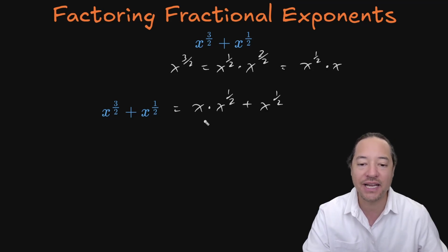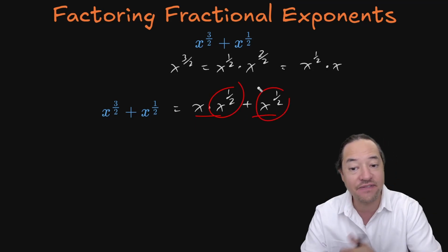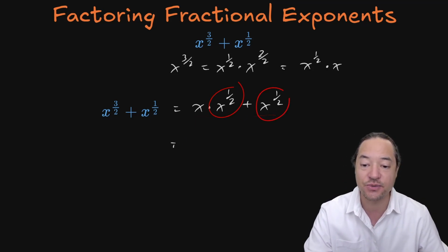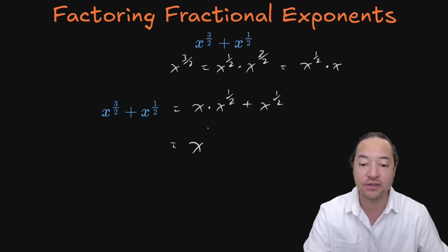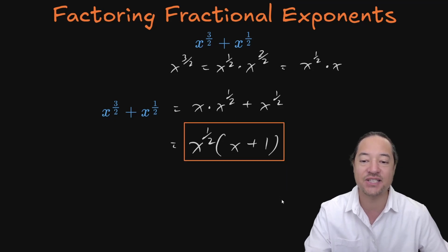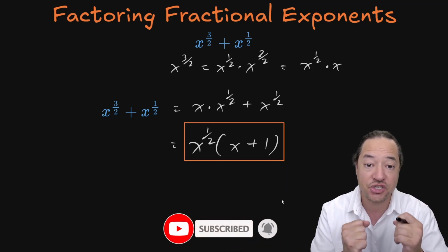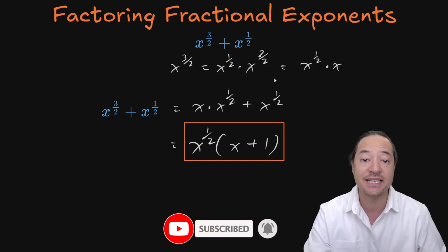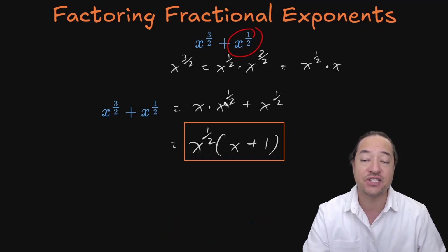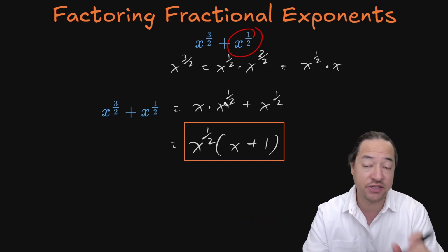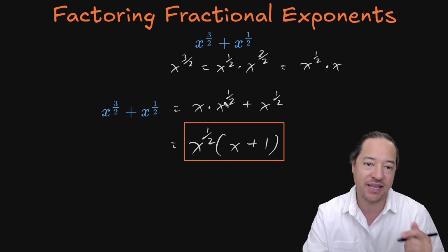That's what I've done. And now recognize that in both of these terms, we have an x to the 1/2 that we can factor out. And that's what we're going to do. So we can factor out the x to the 1/2 and we'll be left with x plus 1, and we've done it, okay? So that is how we can factor out an expression with a fractional exponent. You essentially want to try and factor out this smallest exponent from all of the terms, okay? And that's the goal here.